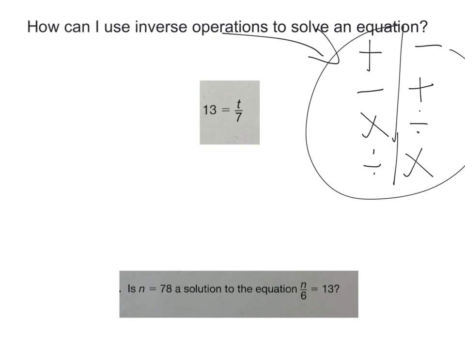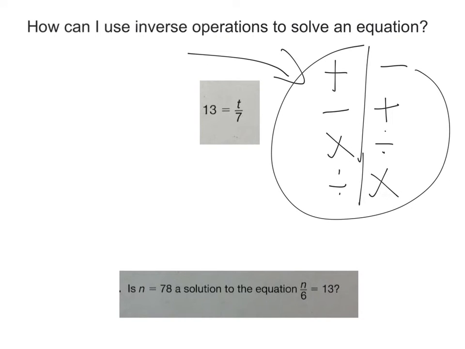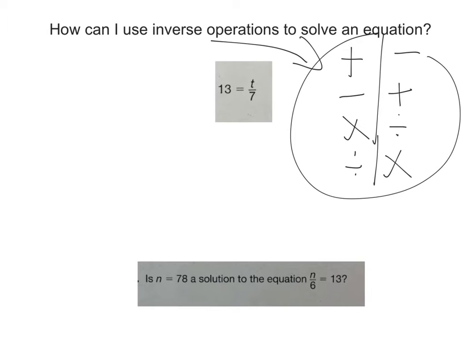So in this first example, we have 11 equals t over 7. This expression t over 7 means t divided by 7. Yes, I think I said 11. It should be 13 equals t divided by 7. So to figure this out, you want to isolate the variable. And to isolate the variable, instead of dividing by 7, you're going to multiply by 7. So you multiply by 7.